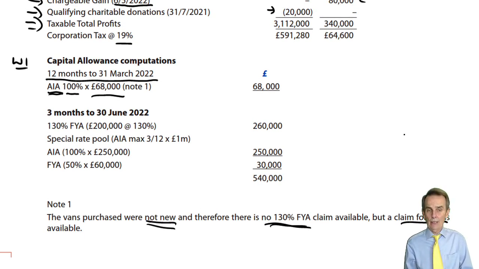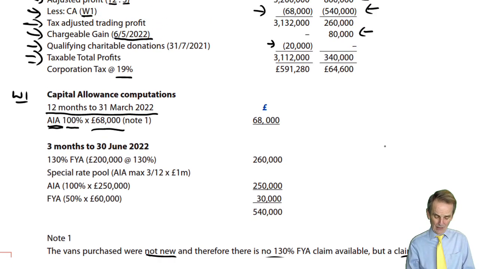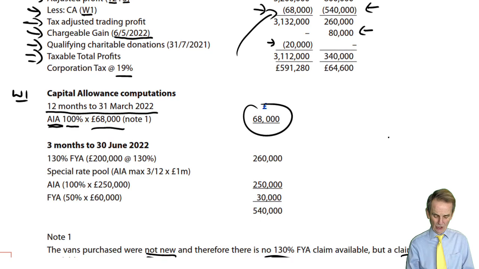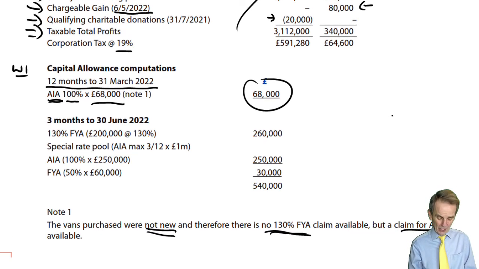£68,000, again, well within the £1 million limit. So that is allocated, of course, to the first such period. In it goes, take it away from the adjusted trading profit to give you the tax adjusted trading profit. More interesting is always this second period.